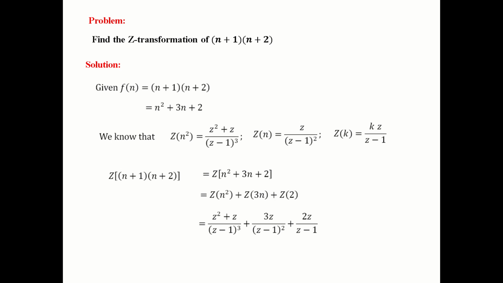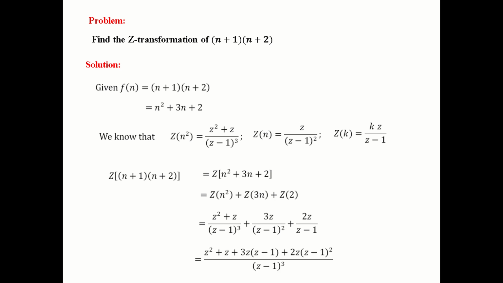Here you are having Z of 3n. Take the 3 outside the Z transformation, so 3 into Z of n. 3 into Z of n is nothing but z by (z minus 1) square, so you will get 3z by (z minus 1) the whole square. Last term, you are applying Z of k. Z of 2 is equal to 2z by (z minus 1). Right?